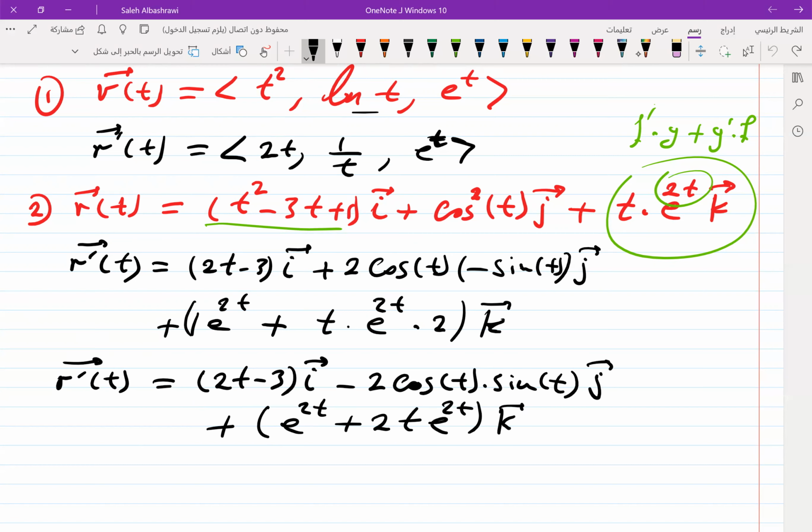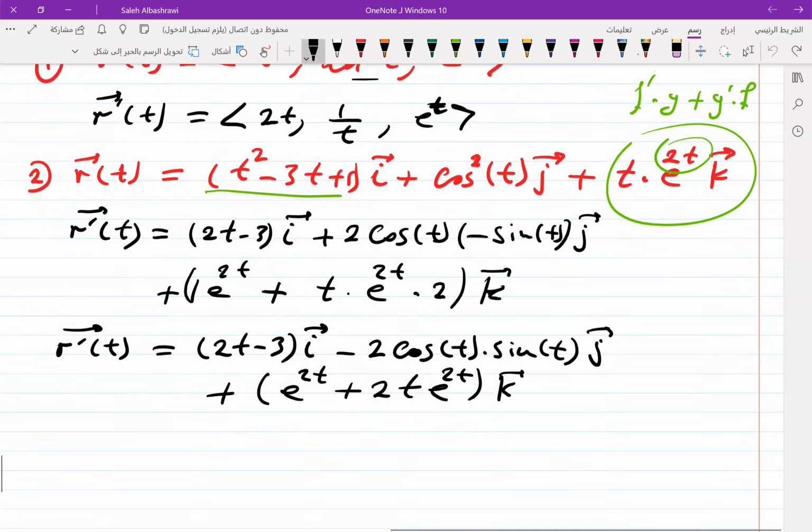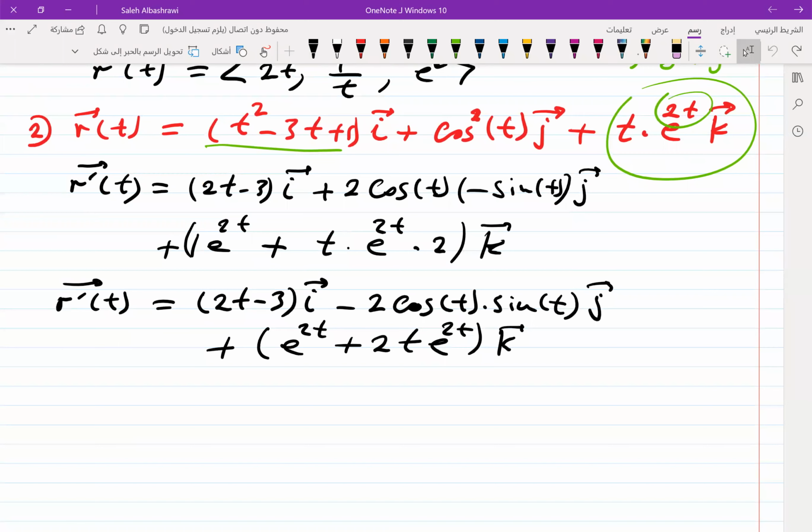So again, to find the derivative for vector valued function, we have to find the derivative for each component. And we apply all the rules of the scalar function. For each one, I can use the product rule or quotient rule or the chain rule. So this is the idea of finding the derivative of a vector valued function.